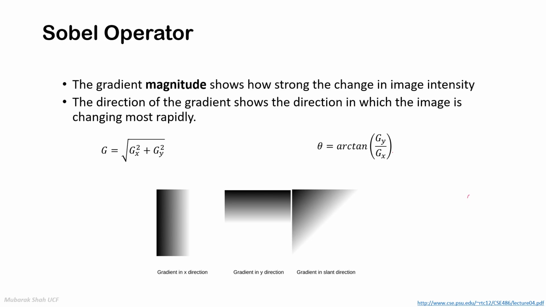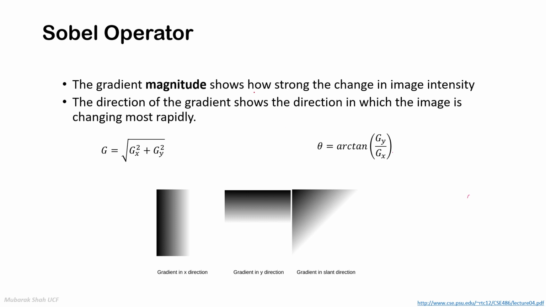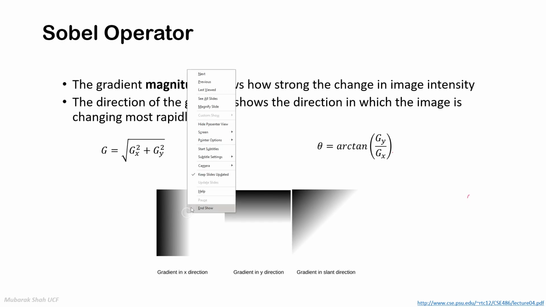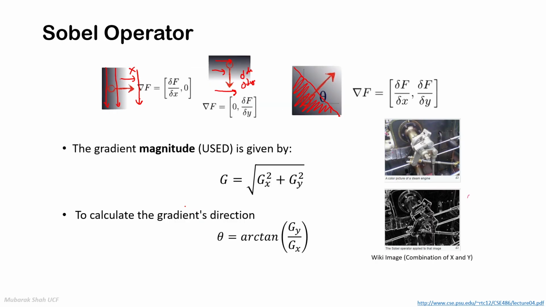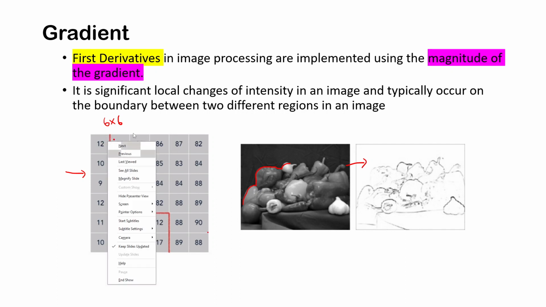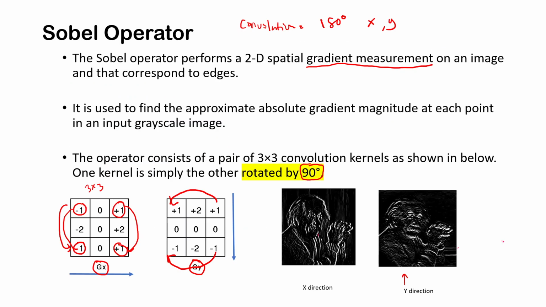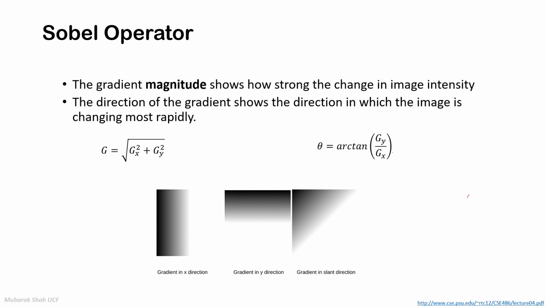Okay, what does it mean? What is gradient magnitude? Gradient magnitude is the measurement of how strong the change in image intensity is. Based on this, you can see the changes here. This is quite dark, right? So let's say, for example, how big the changes are here: 12 to 90, 12 to 8, 12 to 88, 12 to 84. So this is even higher magnitude, and this is lower magnitude. This is the measurement of the change in image intensity.